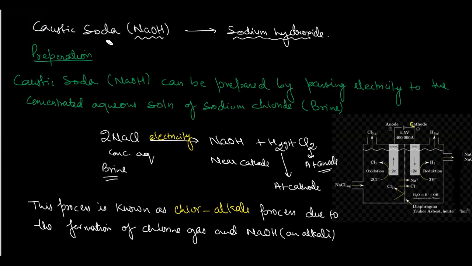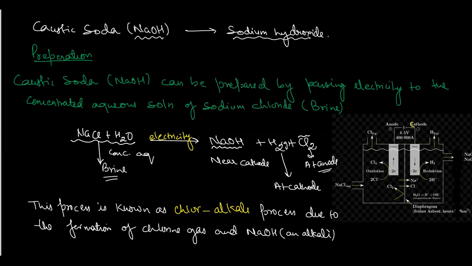If I write it this way, NaCl plus water is called concentrated brine. And this process is called the chloralkali process, because in this process chlorine gas and an alkali, the soluble base NaOH, are formed. This is an alkali and this is chlorine, so that's why we call it the chloralkali process. Got it?